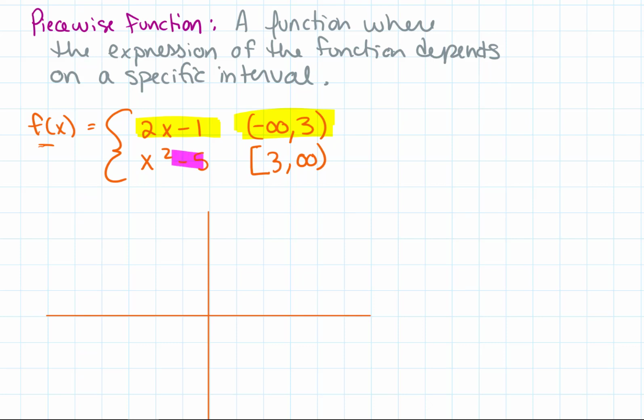The other part of the function is x squared minus 5, and that graph starts at 3 and goes to positive infinity. So what we're going to do is make a table of values for each function, each part of the function, and then put it on the graph. So we'll start with y equals 2x minus 1.